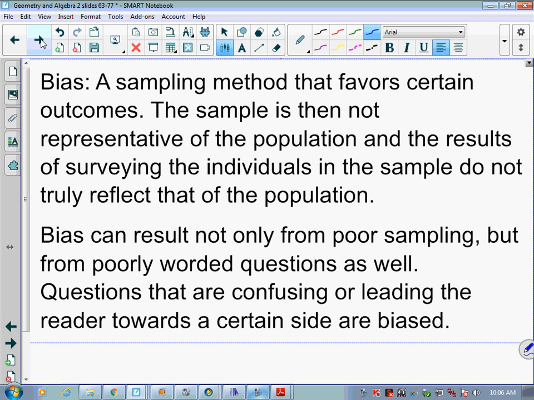Okay. But in any case, bias can result not only from poor sampling, but from poorly worded questions as well. Questions that are confusing or leading the reader towards a certain side are biased.